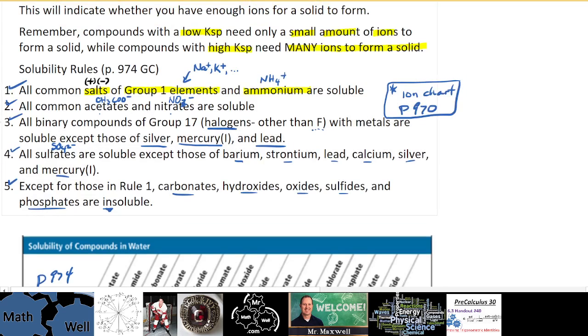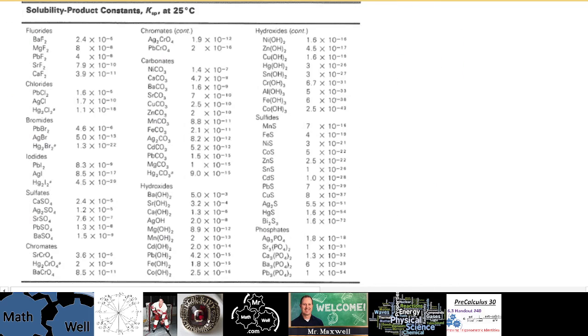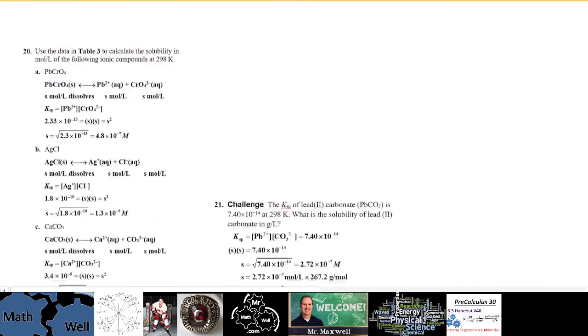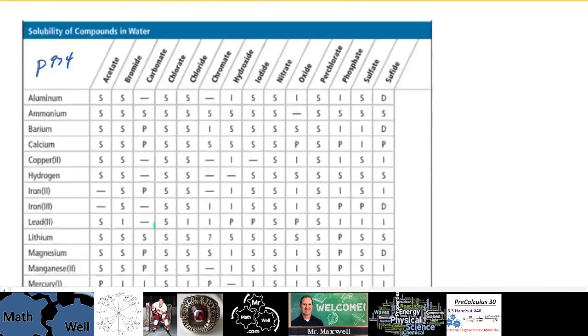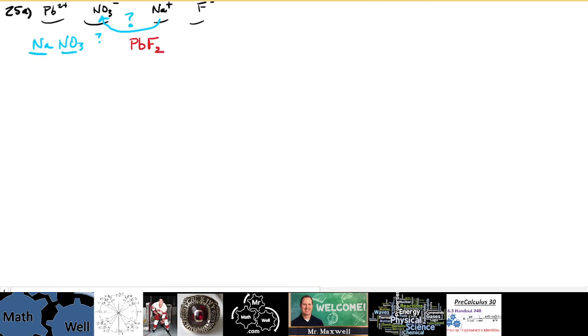So let's go to our solubility product constant chart. Lead fluoride, let's see. Fluorides. Oh, lead fluoride, look at that. 4 times 10 to the negative 8. So that is definitely a small number. So this one's going to be fairly insoluble, right? This is the one that we're focused on. And I just read that number, but what was it again? 4 times 10 to the negative 8?